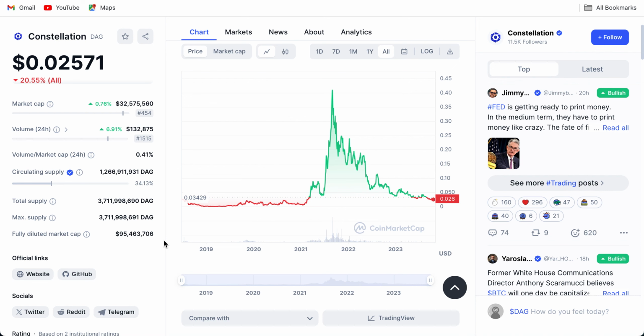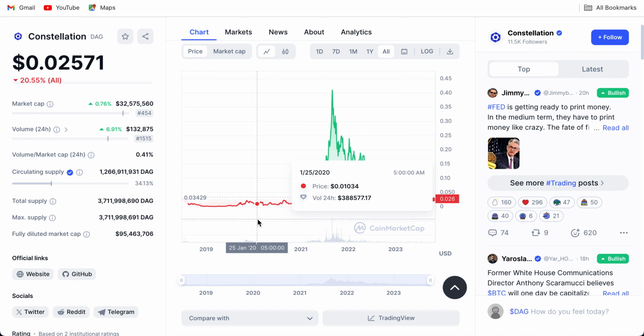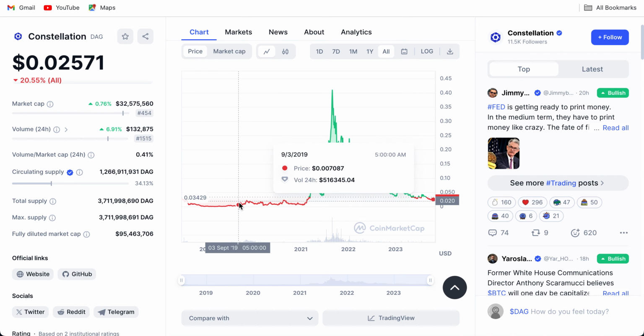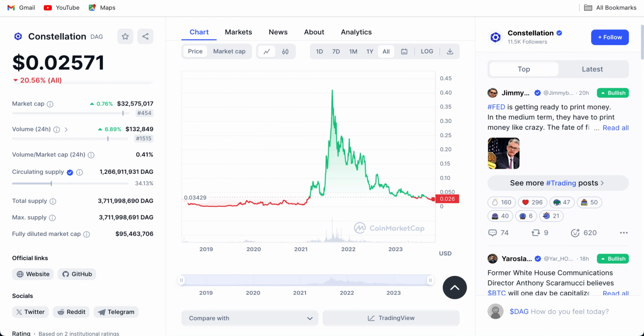I think the future of Constellation Network is big, but all that needs to be done is to get a good entry point, because this is a price discovery phase. So I never recommend investing in something when it is under price discovery. So be safe, guys.